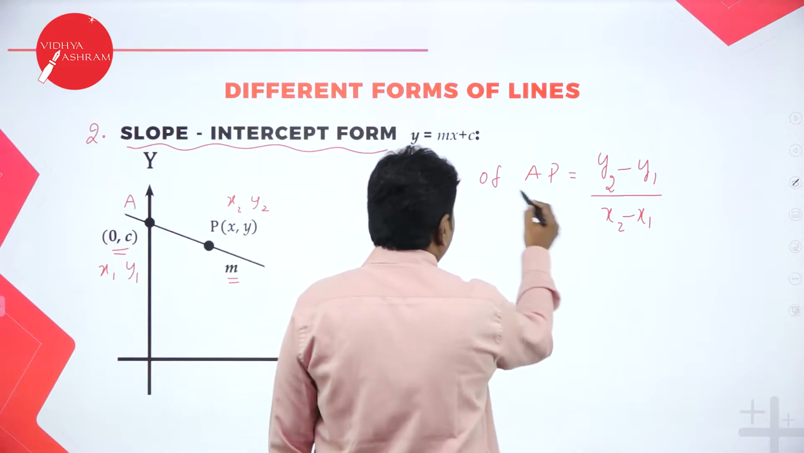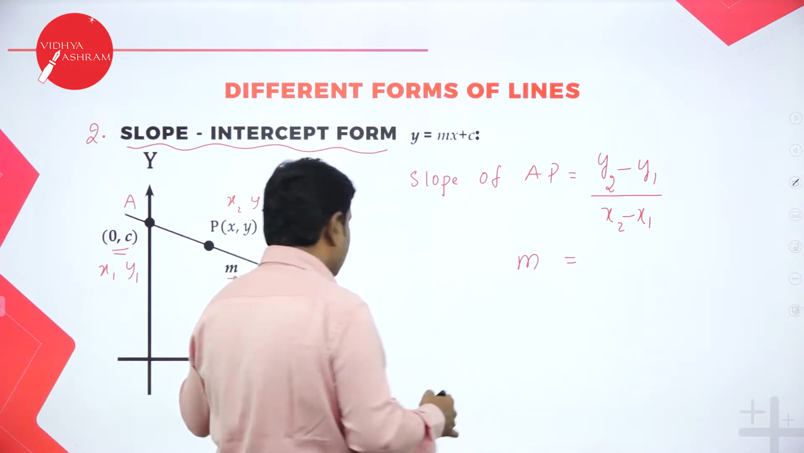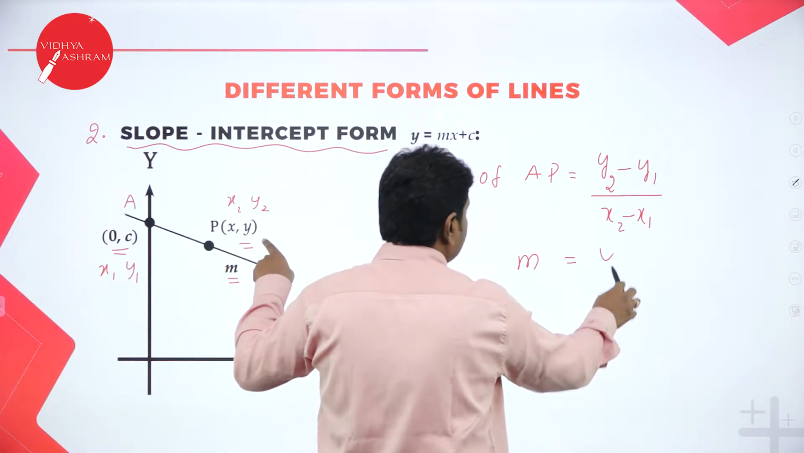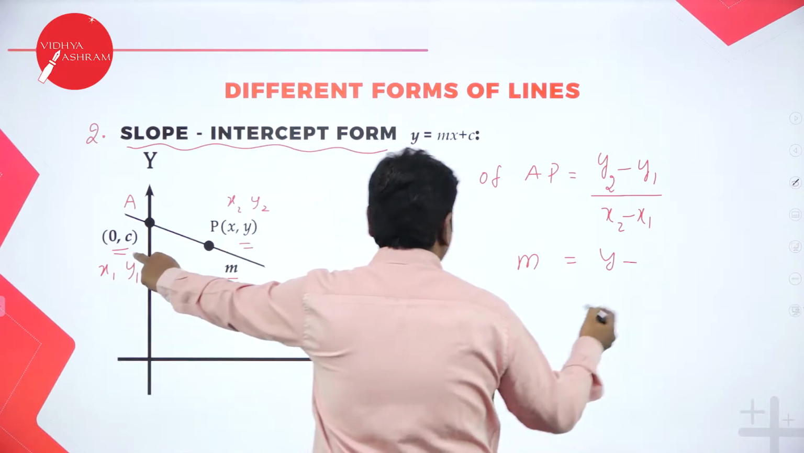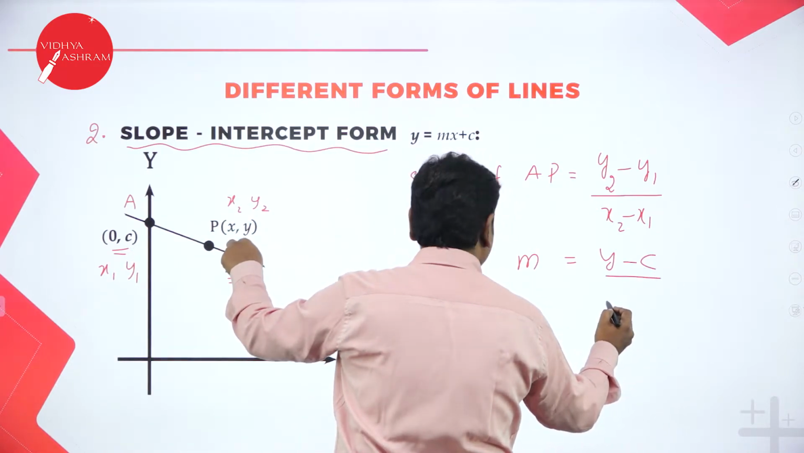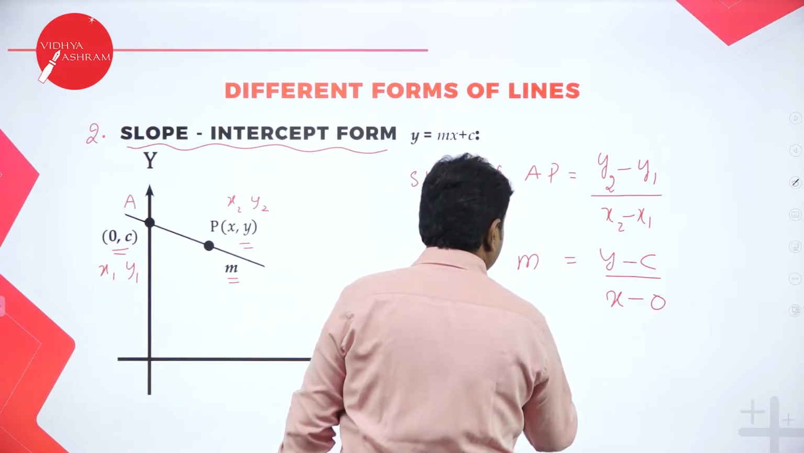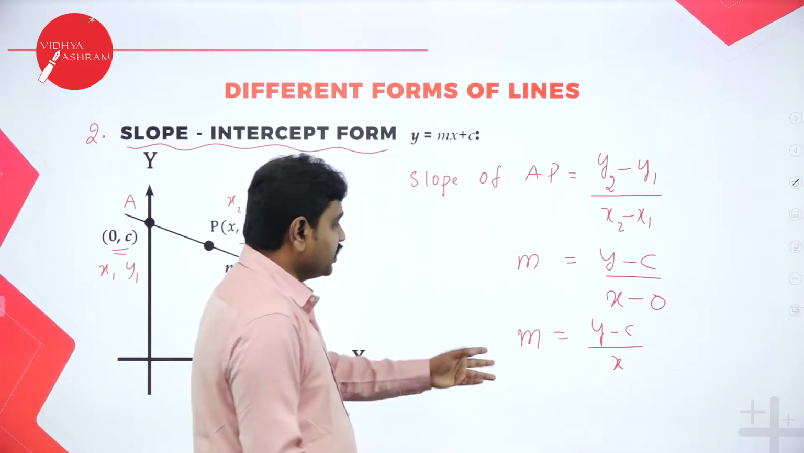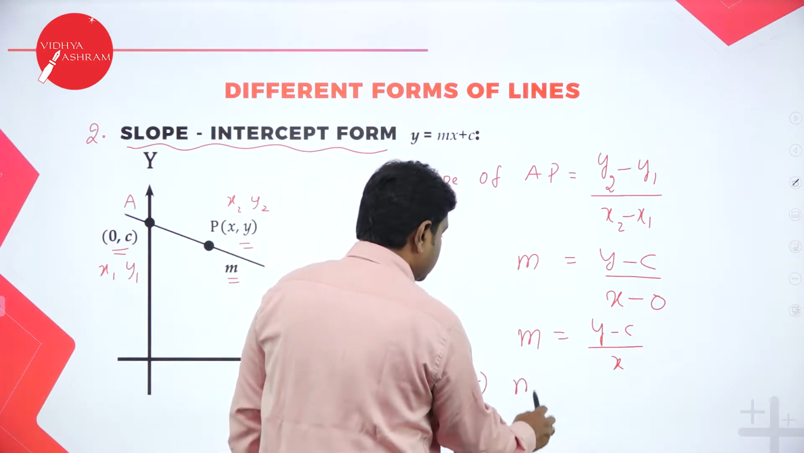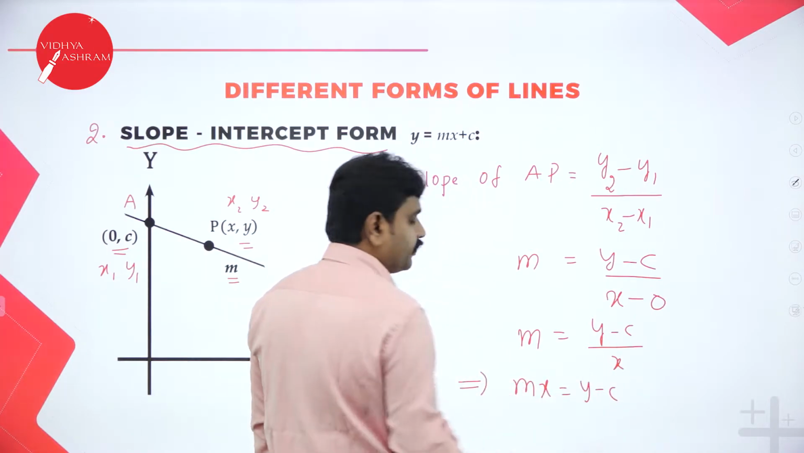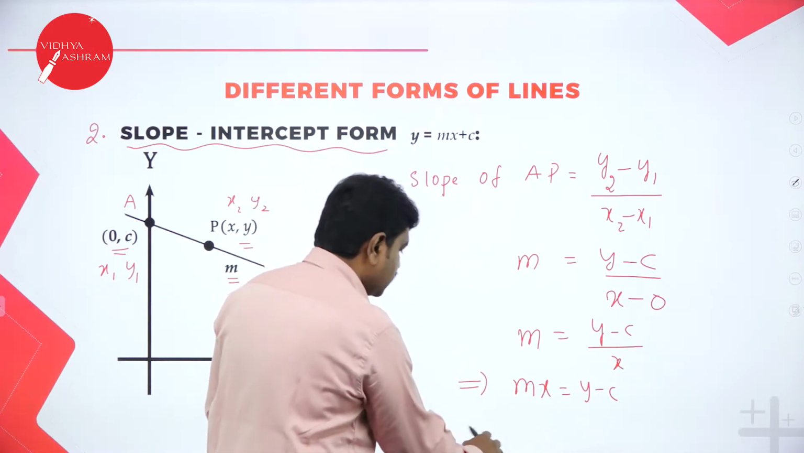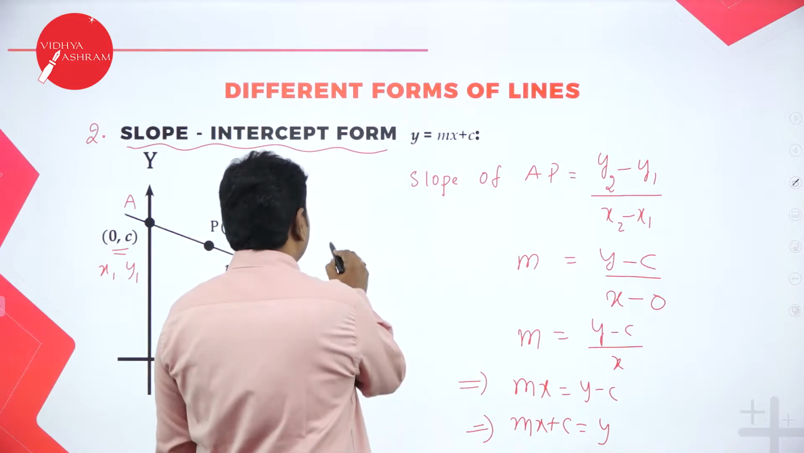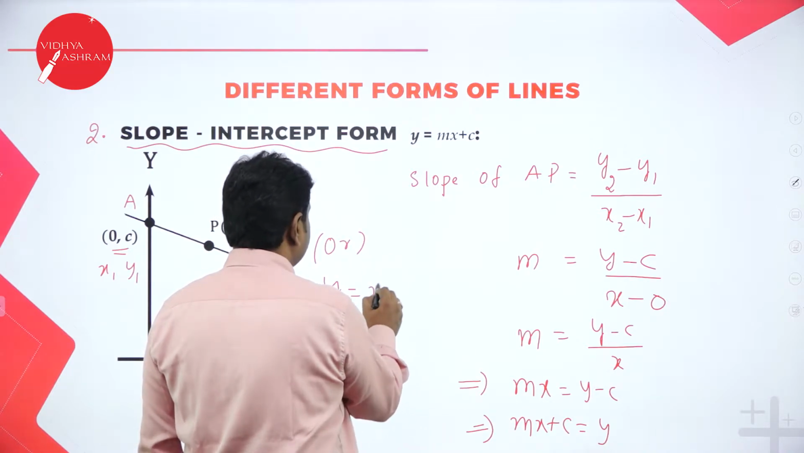So now slope of AP, we symbolize slope always with m. Here we assumed it as m again. y2 minus y1. What is y2? y2 is y minus y1. What is y1? c, y coordinate. Divided by x2. What is x2? x minus what is x1? 0. So m is equal to y minus c divided by x. Rearrange, x comes this side, so we'll get mx is equal to y minus c. Mx is equal to what? y minus c. Again rearrange, that implies mx plus c is equal to y. Or I'll say y is equal to mx plus c.